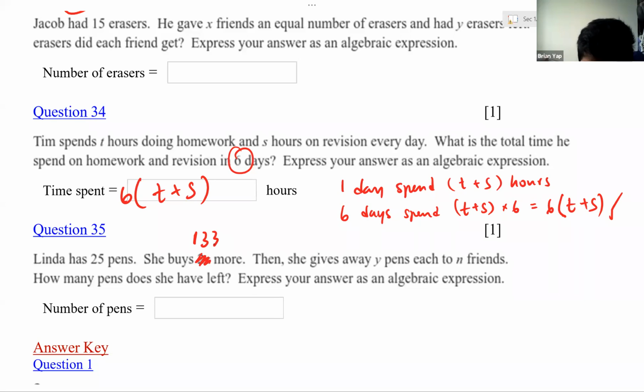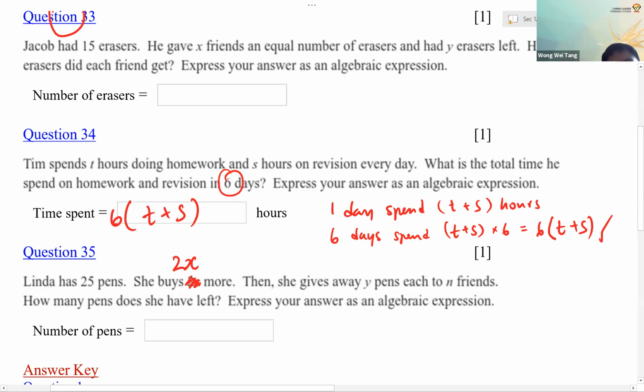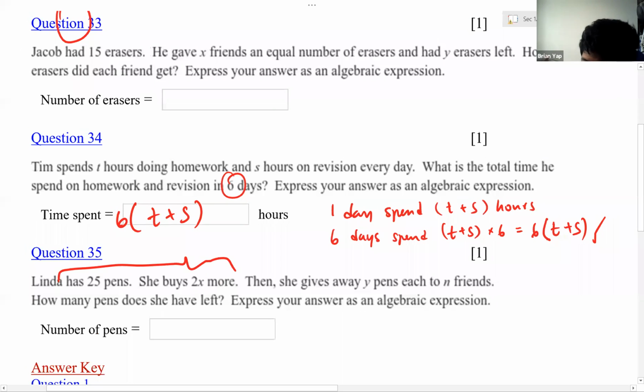25 plus 133. You notice I'm not interested in your final answer. I'm interested in how you get the answer. So what if it is 2133 more? I don't want the final answer, I want the working. 25 plus 2133. Okay, what if I change this to become x? 25 plus x. What if I change this to 2x? 25 plus 2x. Can you do it by yourself? How many does she have now? 25 plus 2x. Yes, she has 25 plus 2x at the moment.